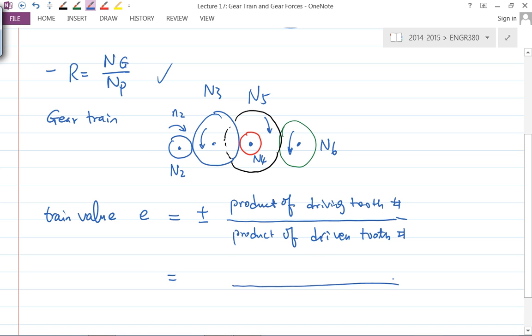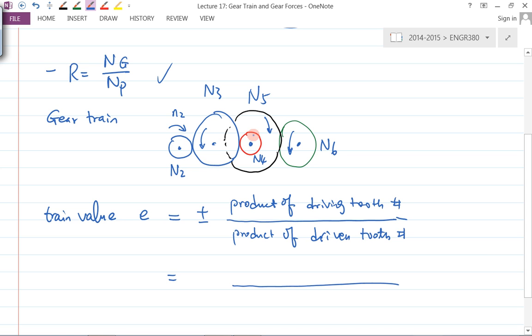So what is the product of the driving tooth numbers in this case? Which one is the driving gear? This is driving, right? And what else is driving? This one here, that's the driving one, because it is driving this gear here. And N4, that's not a driving one. N3 here is what we call an idler, basically.